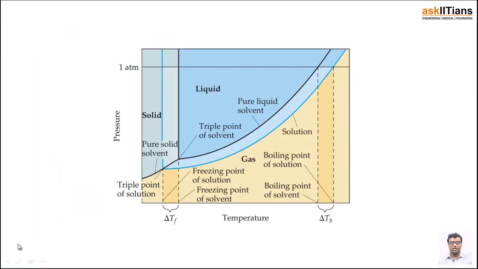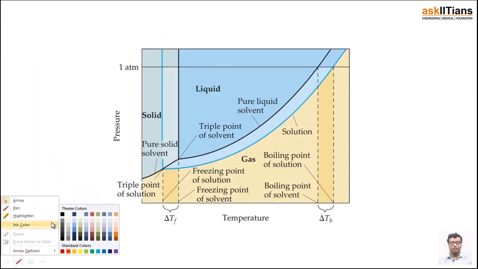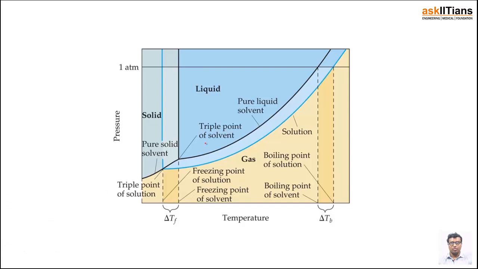So next concept. Here is a graph. It shows a pure solvent. This is a triple point equilibrium graph for a pure solvent, plotted against pressure and temperature. You have a triple point here. This is the solid phase, gas phase and liquid phase.